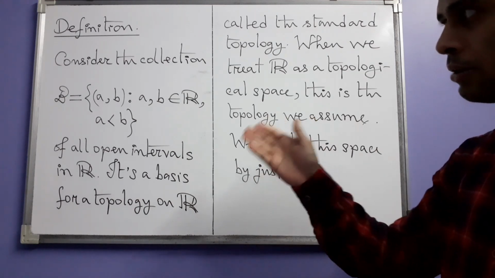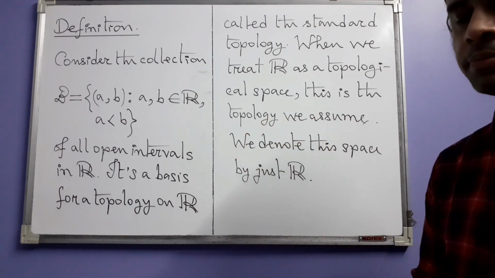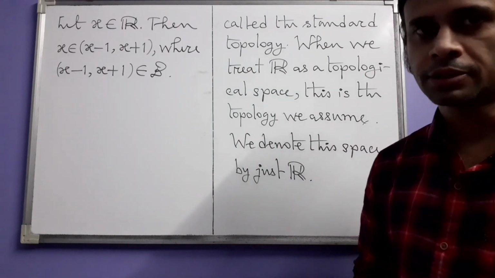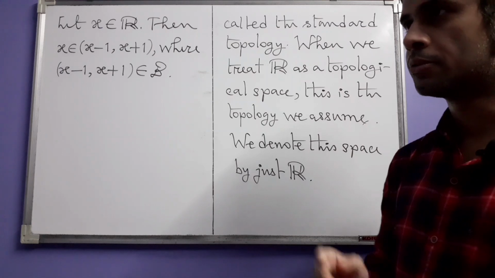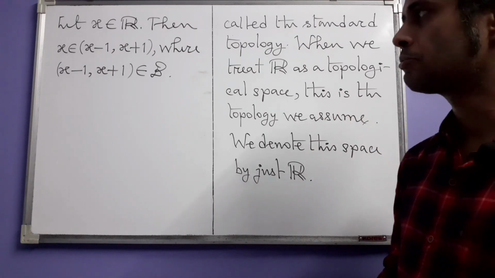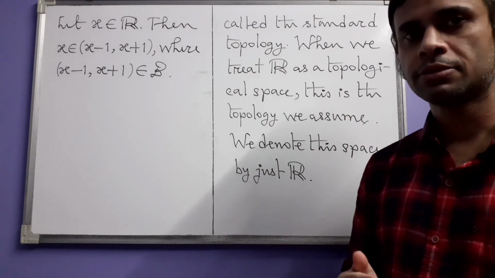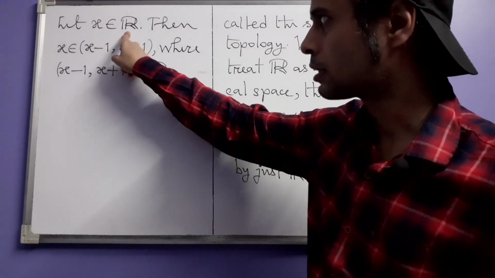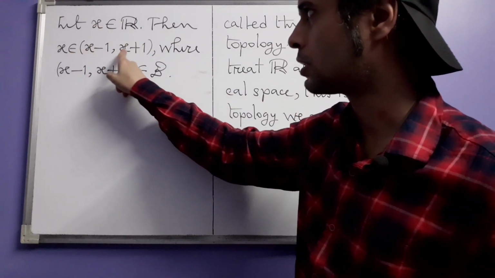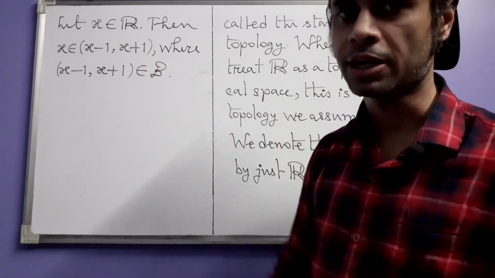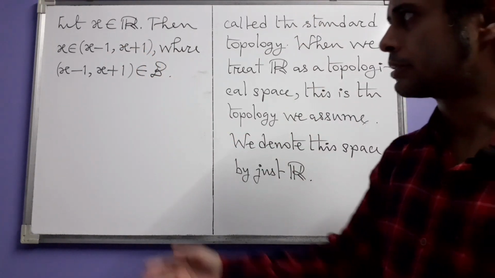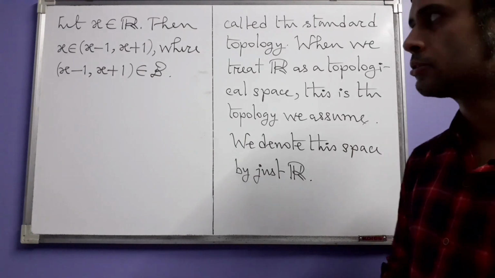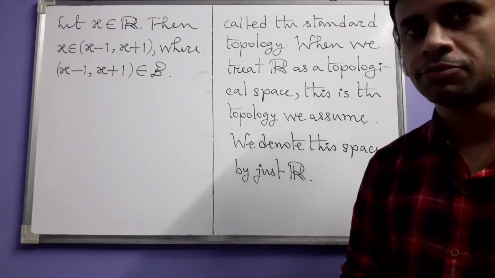Now let us see how exactly this is a basis. So to prove that our collection B is the basis for some topology, we have to verify two conditions. The first of which is that any real number is contained inside some basis element. So we take any real number x, and obviously it's contained in the open interval (x minus 1, x plus 1). And that open interval, of course, is an element of our collection B. So that means we have verified the first condition for a basis.